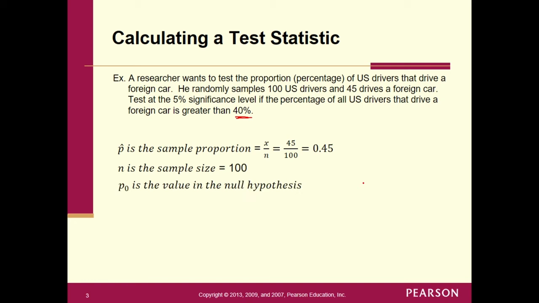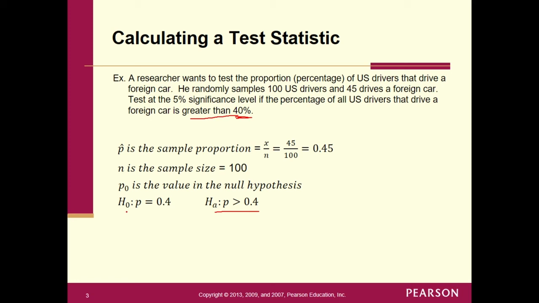We knew that. So what is P sub 0? Well, remember, that's the value in the null. And since we were testing greater than 40%, we have here in the alternative, P is greater than 0.4. Now, you could put 40%. I don't care. So you could have put P is greater than 40%. I'm good with that. I just went ahead and put it into a decimal form. Either one is acceptable.